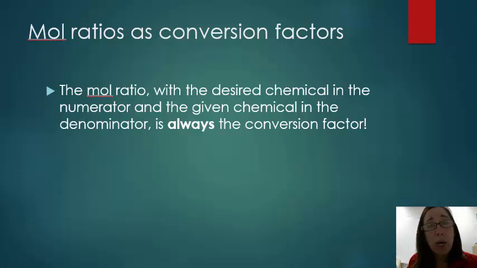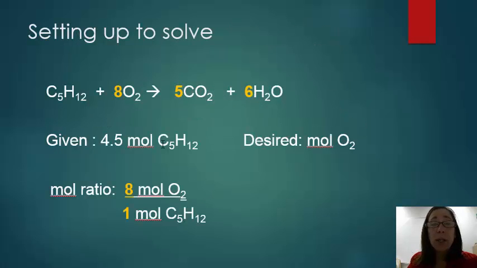We want to remember that our mole ratio always has the desired chemical, the chemical whose amount we're solving for, in the numerator, and the given chemical, the chemical that we're starting with, the amount that we already have, always is in the denominator. And that will always, always, always be our conversion factor. And the mole ratio will also have these stoichiometric coefficients from the balanced chemical equation.